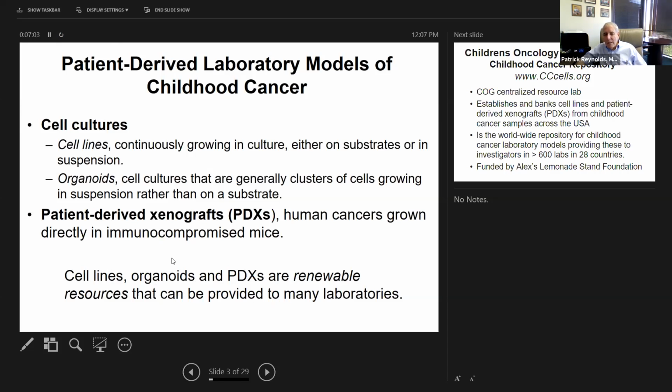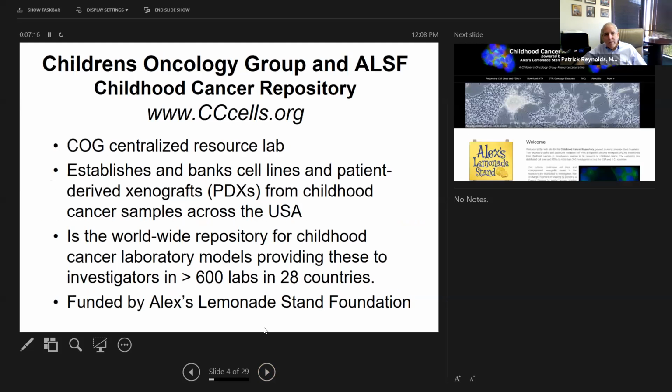So the real challenge here is to figure out how we make these cell cultures and these cancers growing in the mice as close to what's going on in the patient as possible, so that we can use them to understand actual human cancer. Now, I feel very fortunate that ALSF supports this repository that is the Children's Oncology Group repository for establishing and banking cell lines and xenografts.